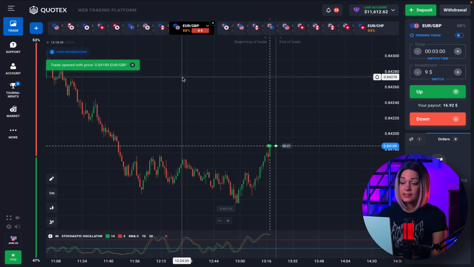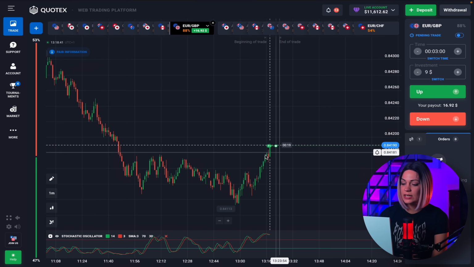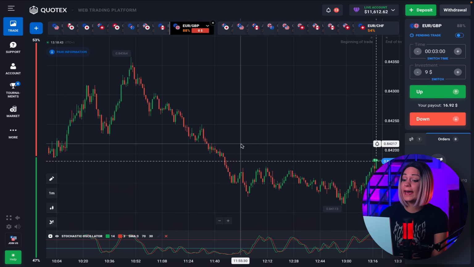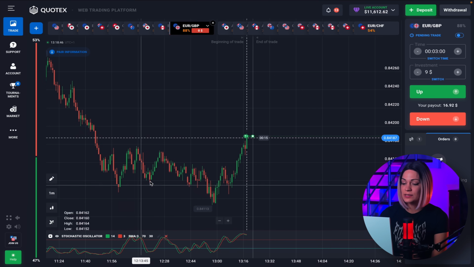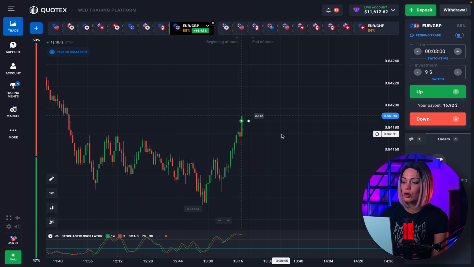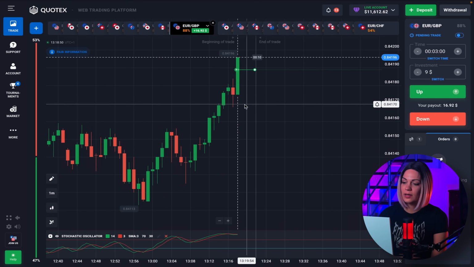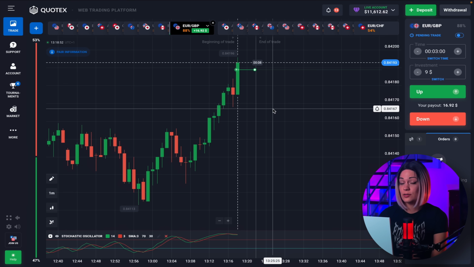Alright, the second deal is going to be open on Euro GBP. It's a bit risky. Let me explain why. We have a really strong downtrend, then there was consolidation and an uptrend started. So we are opening a deal according to the new uptrend.